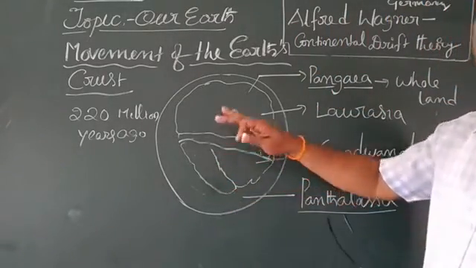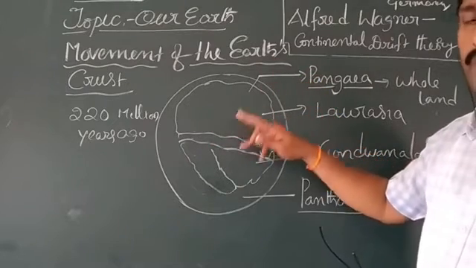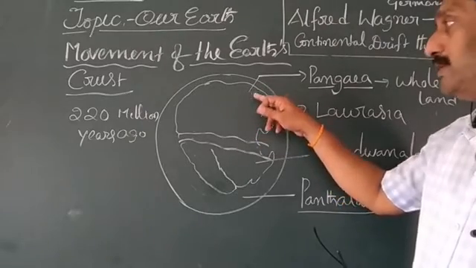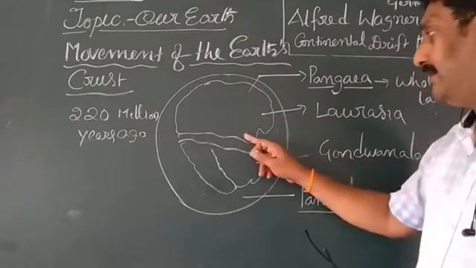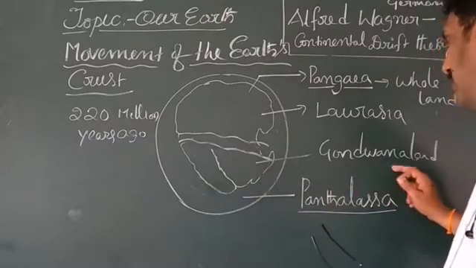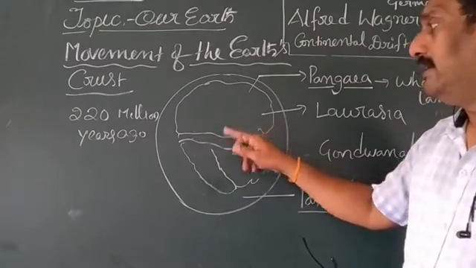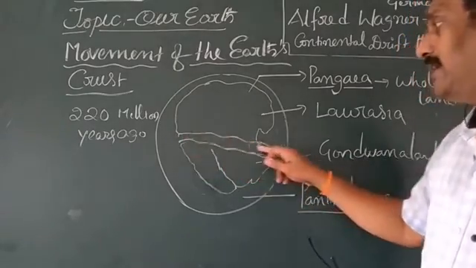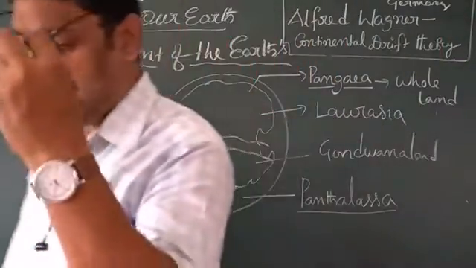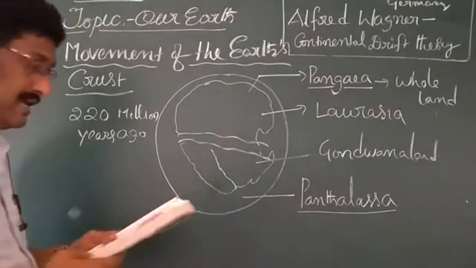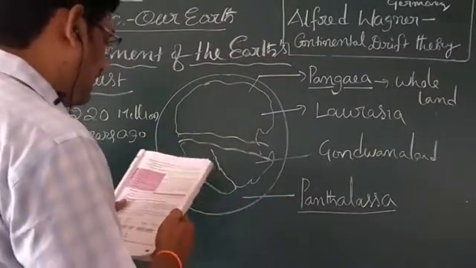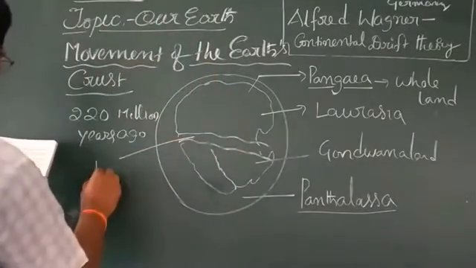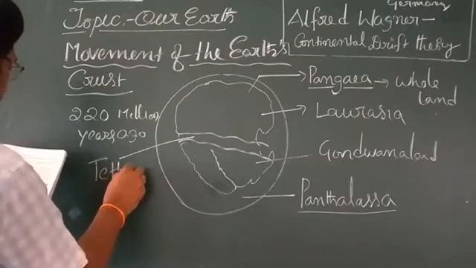That means this whole land part divided into two parts. One part, the northern part, we can call Laurentia, and the southern part we can call Gondwana land. In between, one important sea also flows. That sea is called the Tethys Sea. See once, page number 7. Follow, all of you children. That sea is called the Tethys Sea.